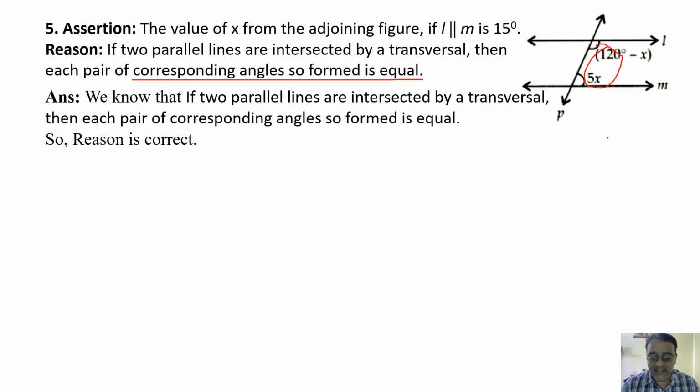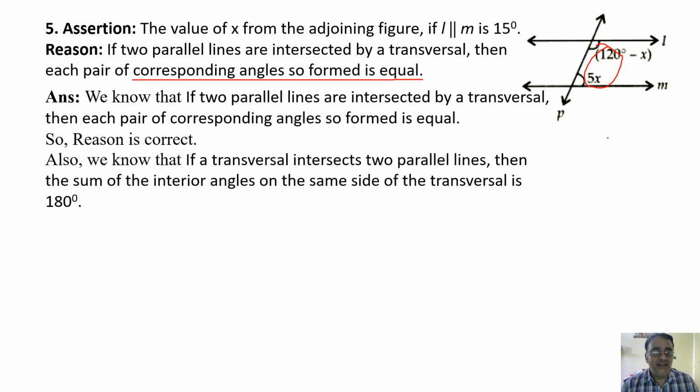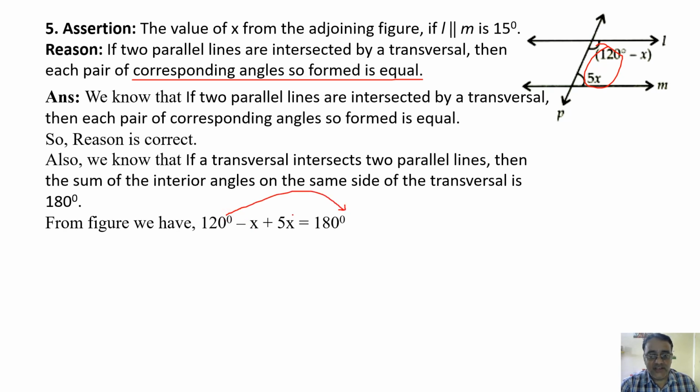180 degree. Why 180 degree? Co-interior angles on the same side of the transversal. So that property we want to use here. Okay. So also we know that if a transversal intersects two parallel lines, then the sum of the interior angles on the same side of the transversal is 180 degree. So 5x plus 120 minus x is equals to 180. So 120 को हम लोग इधर शिफ्ट करेंगे, so minus 120 हो जाएगा, and this will become 4x. So 4x is equals to 180 minus 120, that will be 60. And what will be the value of x?